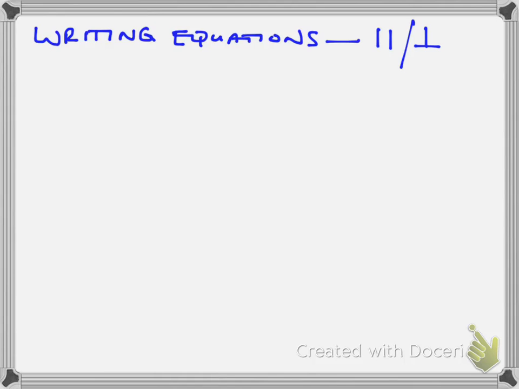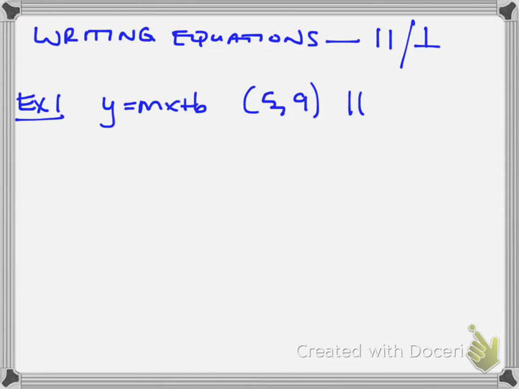So the first thing we want to do is write an equation in slope-intercept form, which is what? Y equals mx plus b. Okay? Of a line that passes through the point 5, 9 and is parallel to this equation.